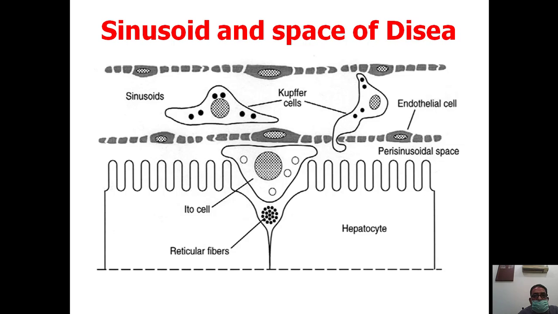Now look at the picture again. So this is the endothelial channel lined by endothelial cells having a discontinuous basal membrane. Now this is the Ito cell in the space of Disse, and these are the Kupffer cells present within the lining to purify the blood. This is the perisinusoidal space, also called the space of Disse. This is the hepatocyte, and these are reticular fibers present within the space of Disse. So these are the contents of the space of Disse: Ito cell, Kupffer cell, and the lining epithelium.